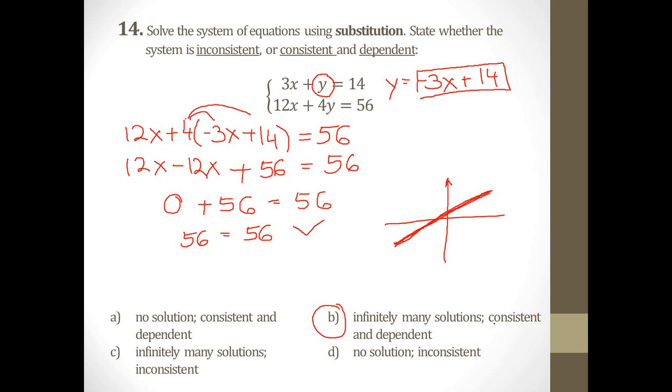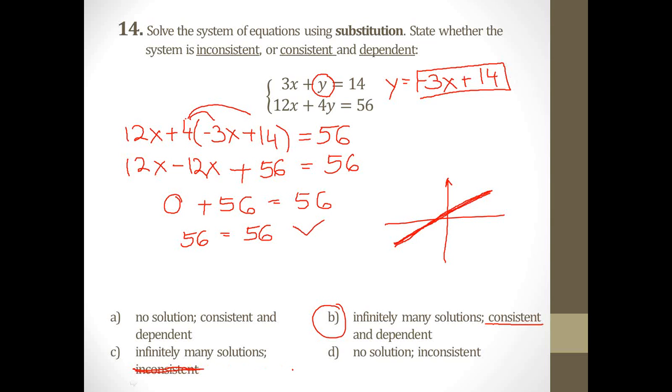And any system that has a solution, whether it's one solution or infinitely many solutions, it's always a consistent system. But in this special case, when you have one line on top of the other line, those lines are dependent. That's why it's B. If we look at choice C, there's another one that also says infinitely many solutions, but it says inconsistent, and this is not a true statement. Any system that has a solution is a consistent system.